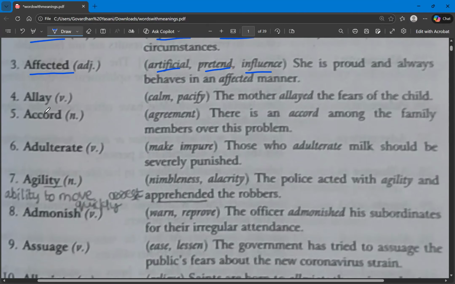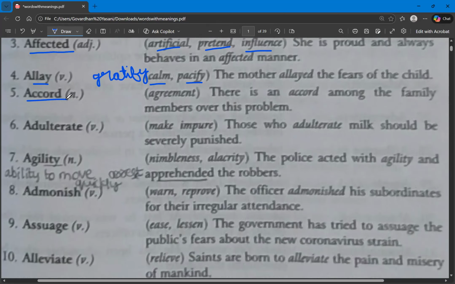The next one is allay. Allay means calming something or pacifying something or gratify, mollify. So these are the synonyms for the word allay. And the next one is accord. Accord we have already covered, that means agreement or official agreement, or we have contract, bond. These are all synonyms for the word accord.